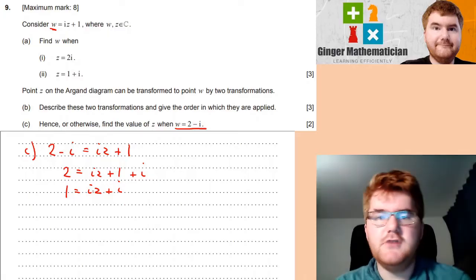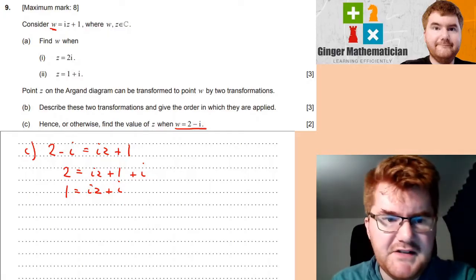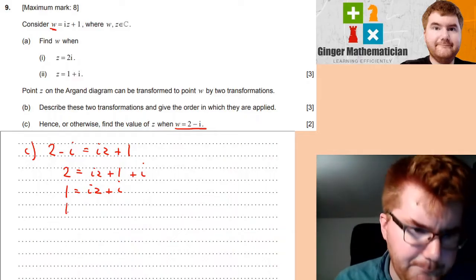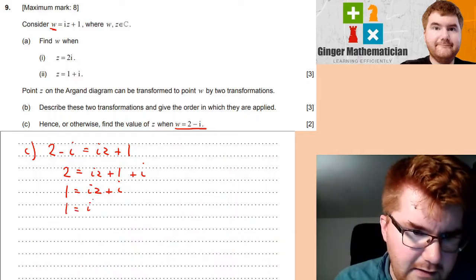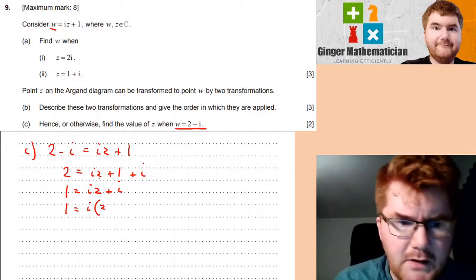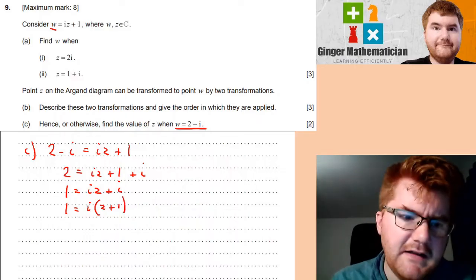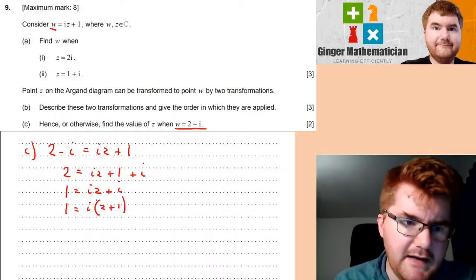Now this is a nice trick to know, also when doing functions with inverses, is I'm going to take a factor of i out here. So I'm going to take out i. What do you multiply i by to get iz? Well, just z. What do you multiply i by to get i? Plus 1. Then I'm going to divide both sides by i here.